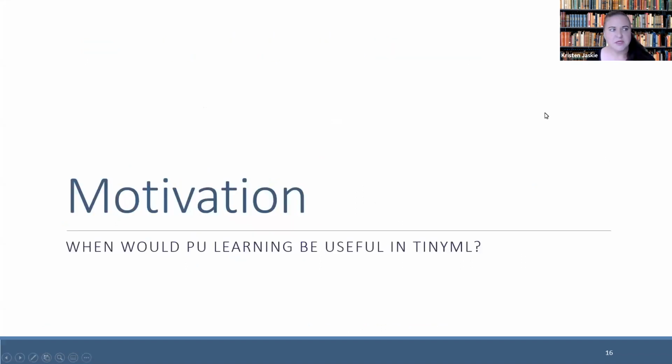So I want to give you some motivation of the kind of situations this might show up in tinyML scenarios and when this might be useful. It turns out this is very useful in many problems. In non-tinyML situations, this crops up shockingly often.